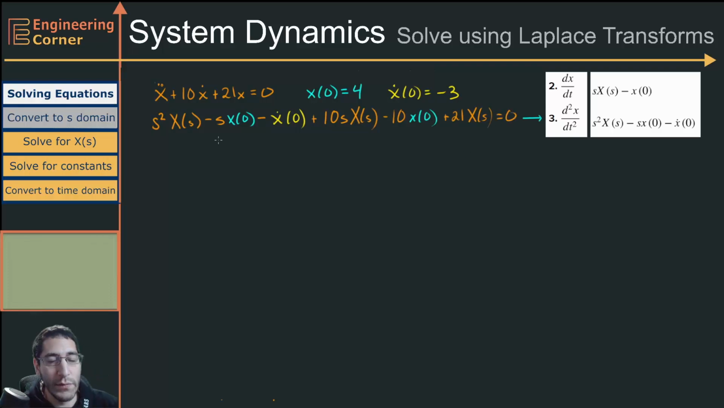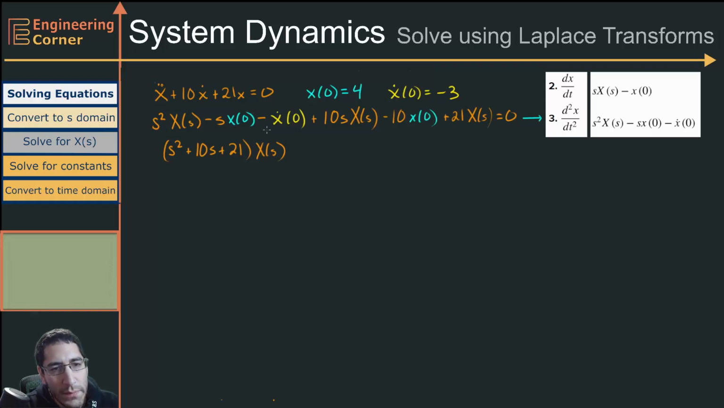Now what we want to do is bring all of our terms together, and we want to solve for this big X of s. So we're going to have s squared plus 10s plus 21 times x of s, and that's this term and this term. We bring them together and we factor out the x of s.